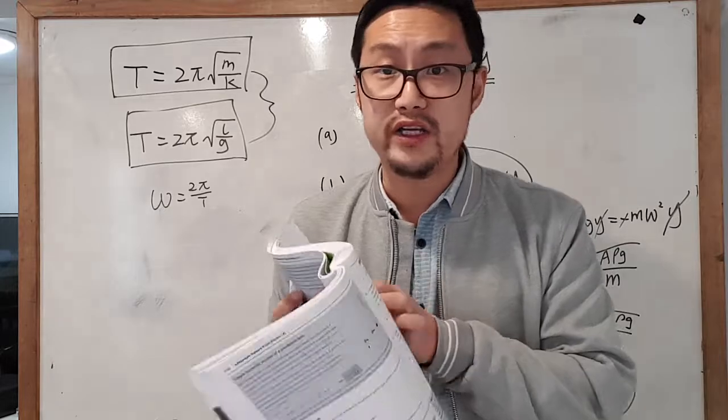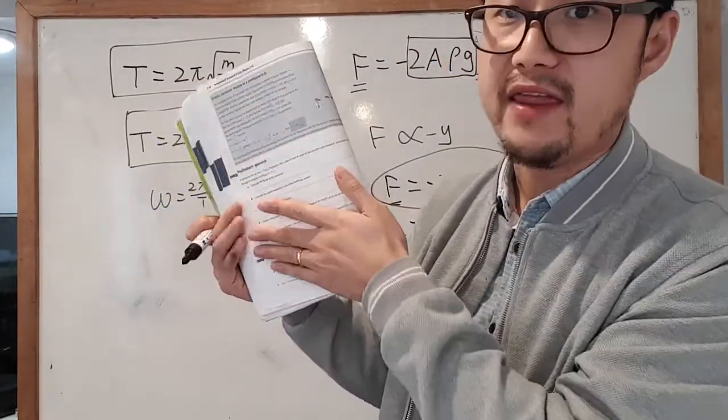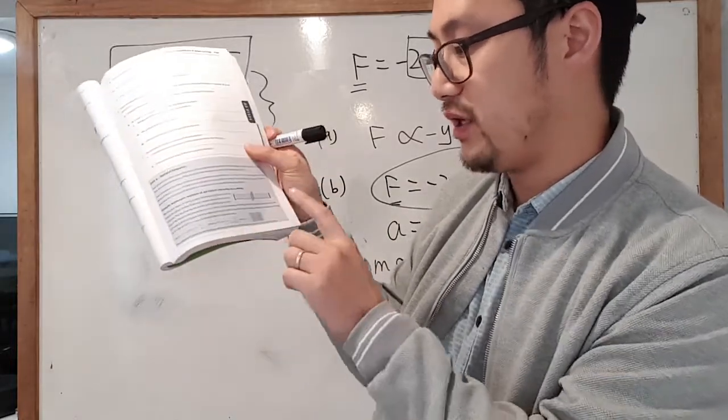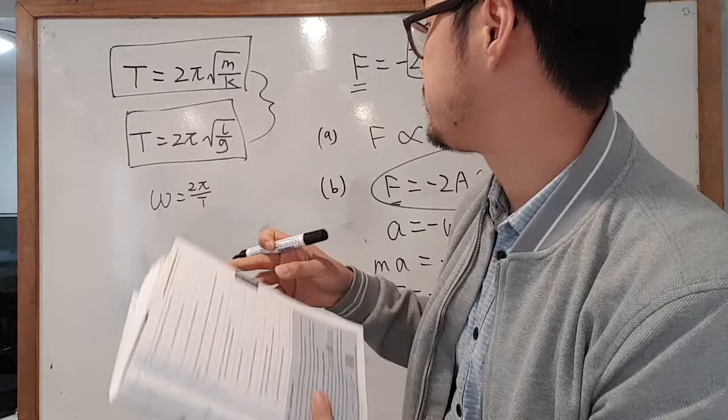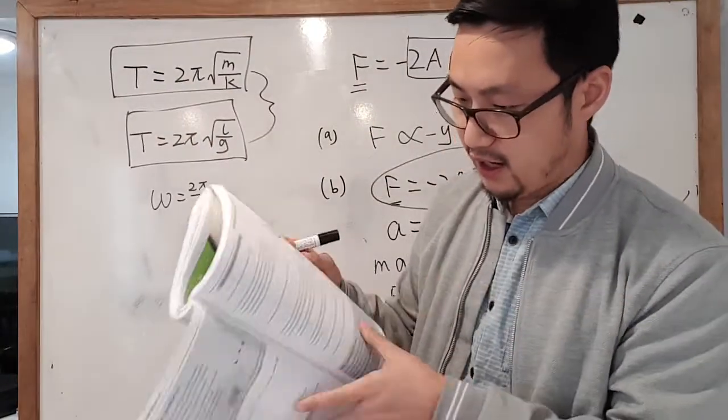If you want, your book actually explains it to you over here and on the previous page notes. So they derived it for you, but you don't need to know that. All you need to know is to use this equation and this equation.